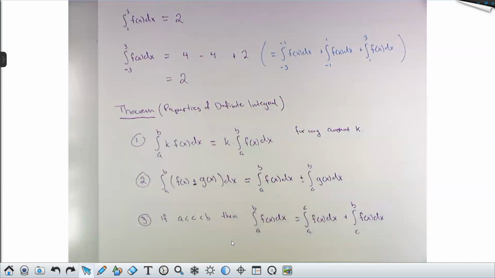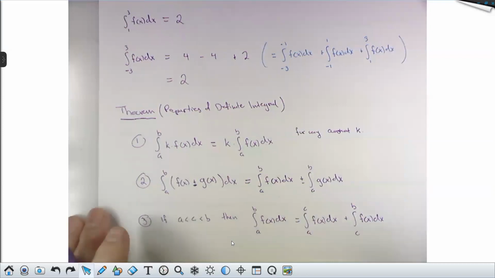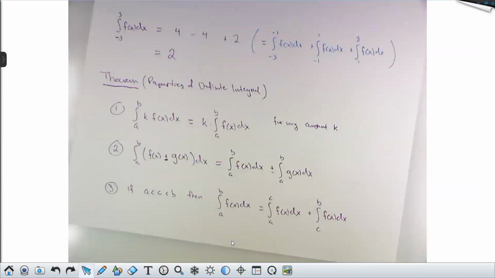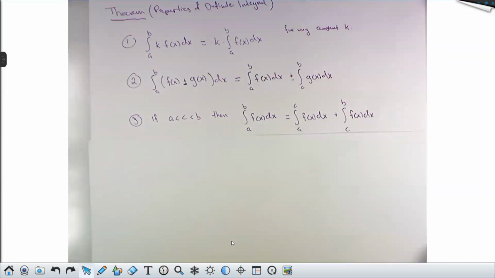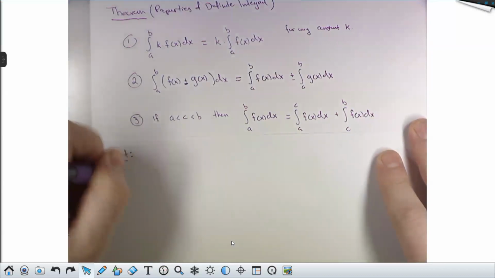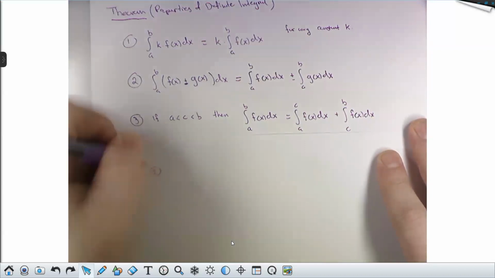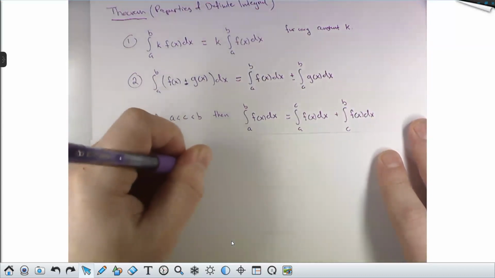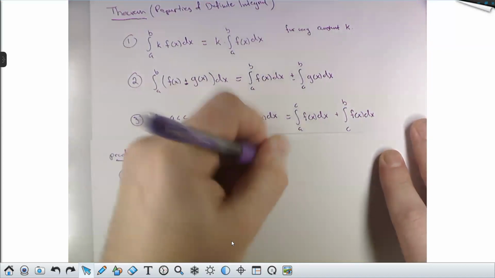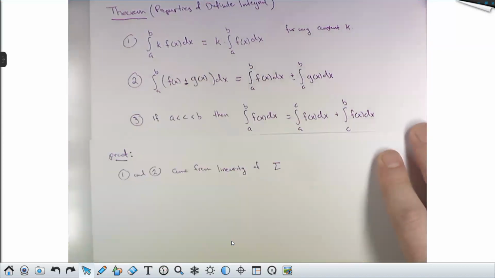And I'd like to illustrate this for you now. So I'm going to give you a quick proof, a little picture proof of the third item. The first two, we'll say we're going to prove the whole theorem. Items 1 and 2 come from linearity of the sum. Come from linearity of capital sigma.